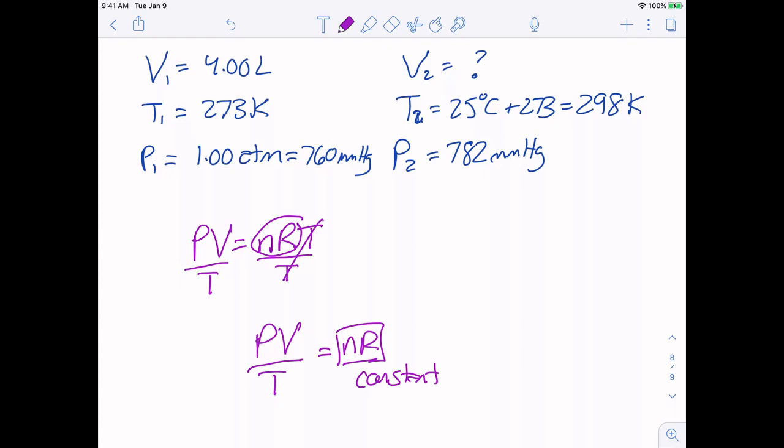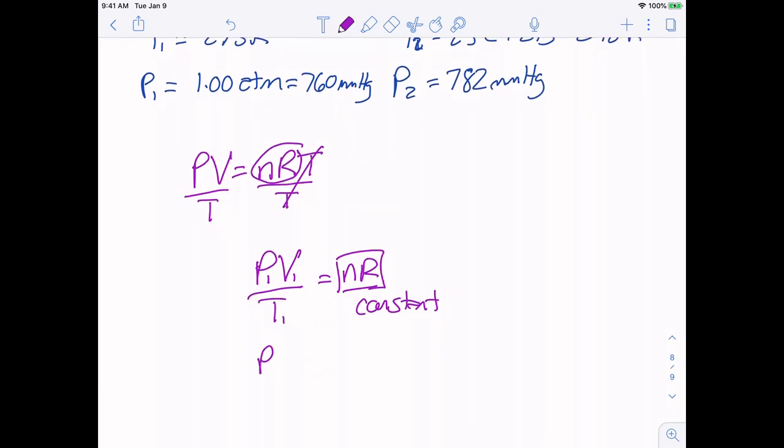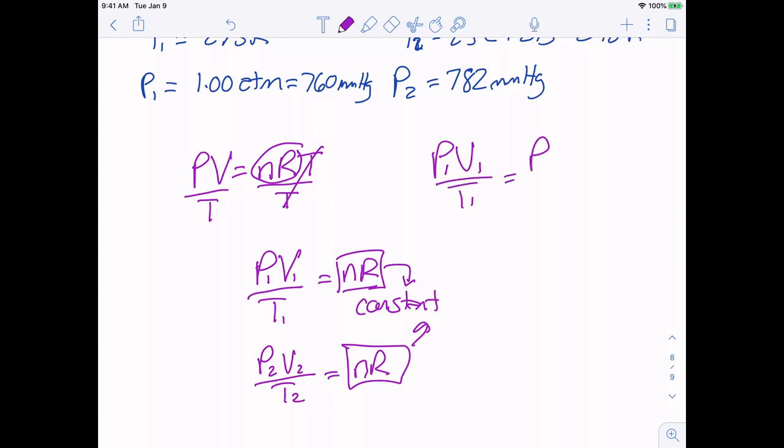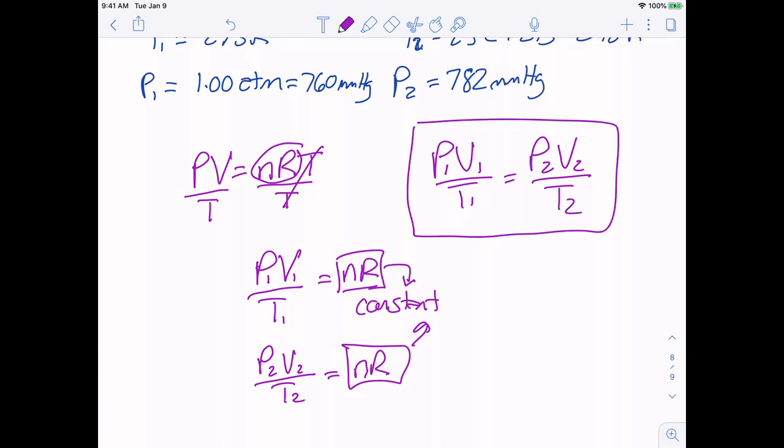So we're doing the same thing like we did a couple of videos ago with dilution problems. If I put some 1s here, and then if I do the same thing with some 2s, it's still equal to the exact same number because that's constant. So if P1V1 over T1 is equal to a number, and P2V2 over T2 is equal to the same number, then P1V1 over T1 is equal to P2V2 over T2. And that's going to be my equation. You probably learned this one as the combined gas law.